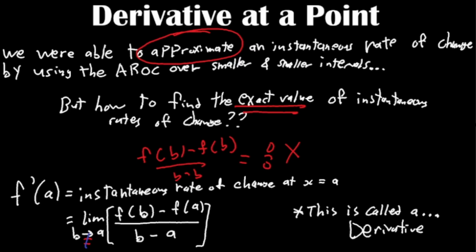So we were kind of doing something similar to this, except we were just approximating by bringing it closer and closer together. By using this tool that we learned previously, the limit, we can actually get an exact value. So this whole thing, this is just our average rate of change formula. Okay.